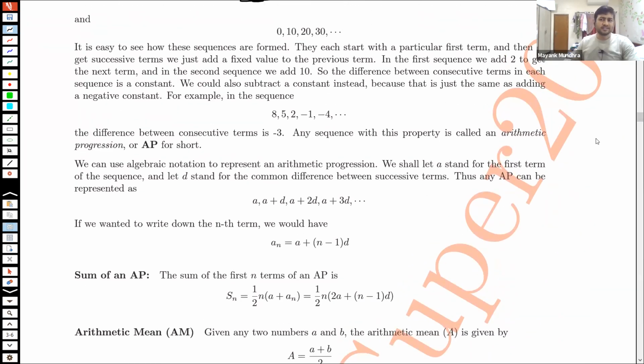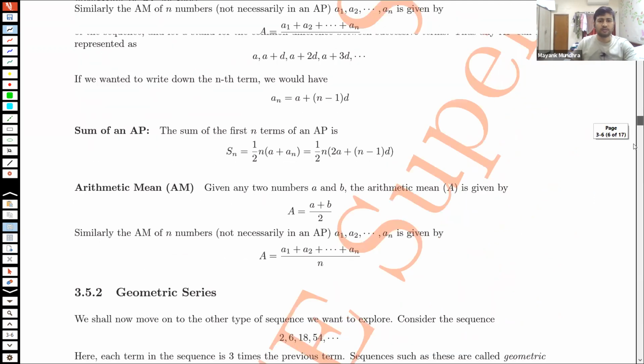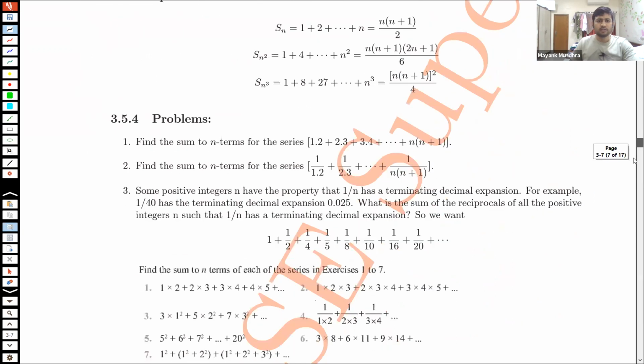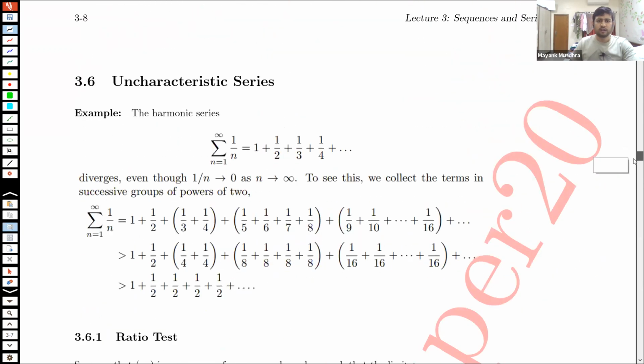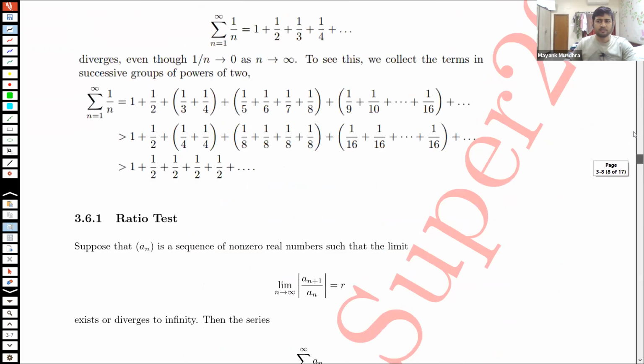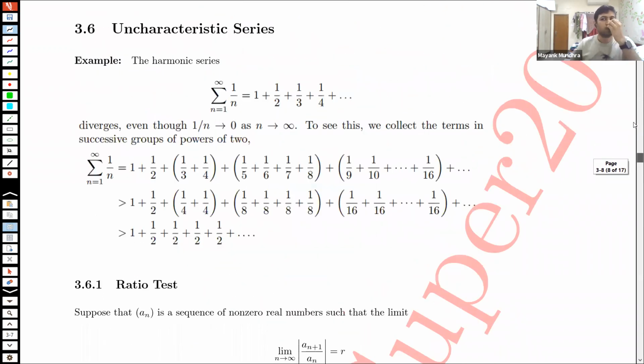Okay, so we'll look at some popular types of series, and that's going to be about this chapter. I don't think we have much left. Yeah, just a couple more pages and then we'll be done.